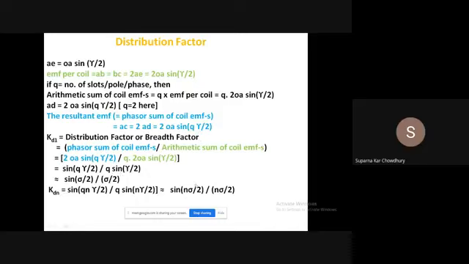Now Q gamma is called the phase spread, because Q is the number of slots per pole per phase, and gamma is the slot pitch angle. So Q gamma is the phase spread. If we express it by sigma, as gamma is very small, sine gamma by 2, when gamma is expressed in radians, is approximately equal to gamma by 2. So substituting gamma by 2 for sine gamma by 2, this expression becomes sine sigma by 2 by sigma by 2. Now this is for the fundamental.